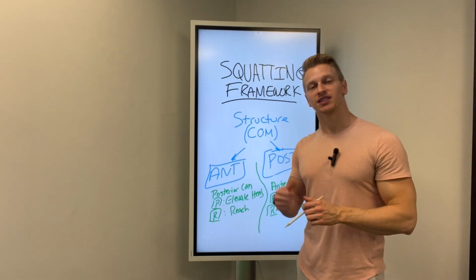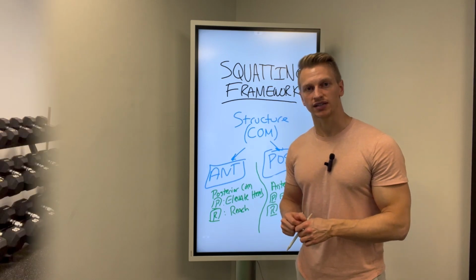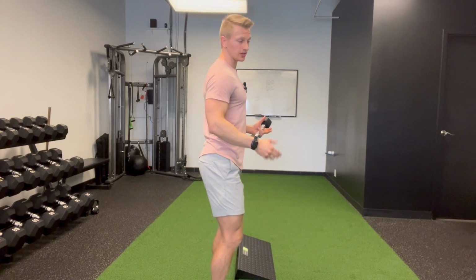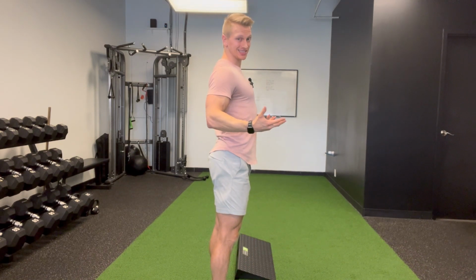Now, let's check out the examples for each one of these exercises. So let's start with our anterior center of mass. These are the patients that live with a wide infrasternal angle, an anterior pelvic tilt, and an extension.